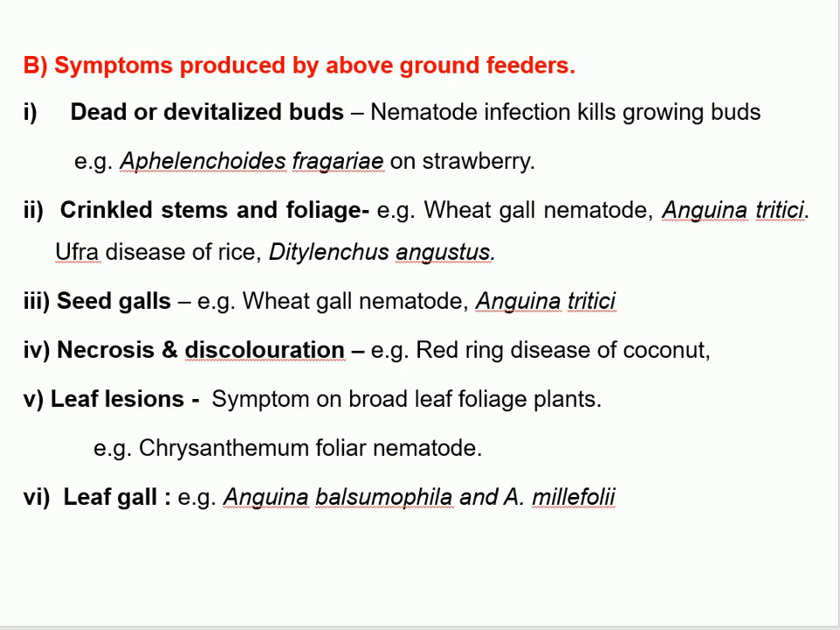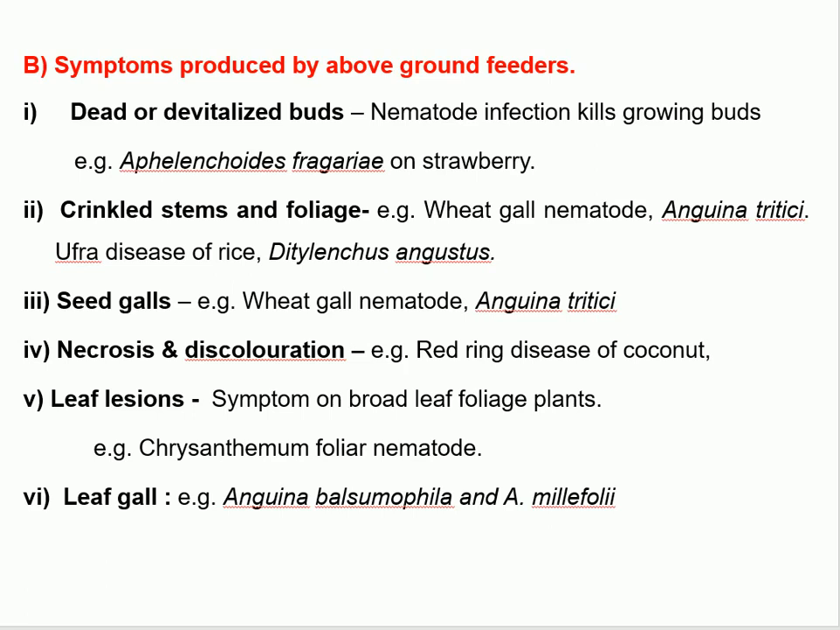Second, that is crinkled stem and foliage. For example, wheat gall nematodes, Anguina tritici. Ufra disease of rice, Ditylenchus angustus. Third one is the seed galls. For example, wheat gall nematodes, which is caused by Anguina tritici nematodes.